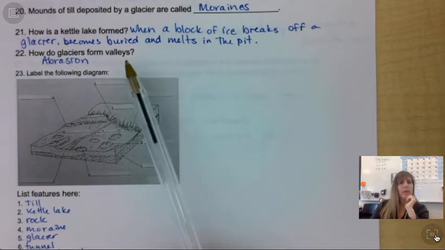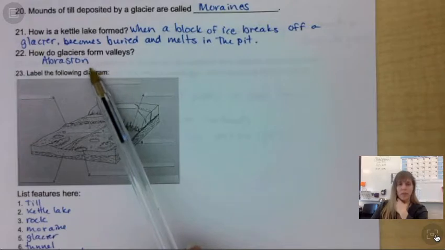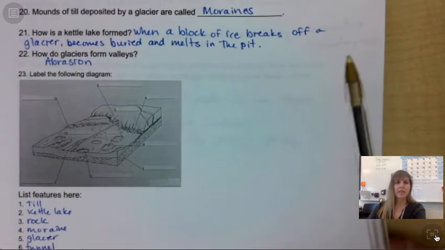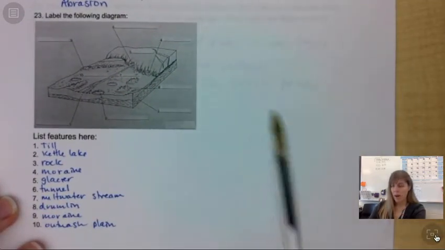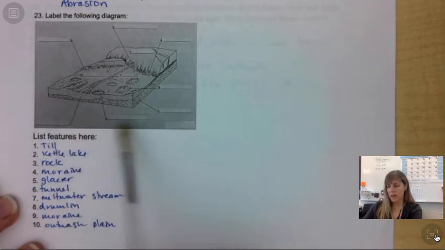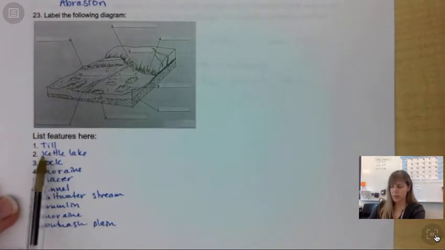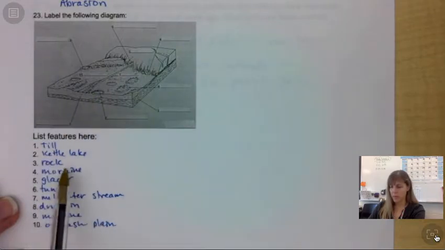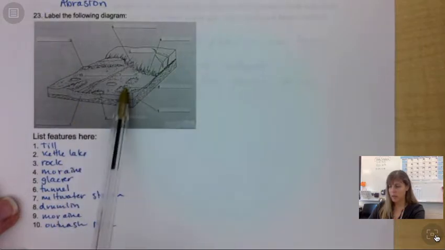Number 22, how do glaciers form valleys? They form it by abrasion, really, just pushing the rock out of the way. So I asked you to label the diagram of the glacier, and you maybe labeled it right on here if you did it on another separate sheet of paper, but here are the features. Number 1 was till, 2 was a kettle lake, 3 was rock, 4 moraine, and the 4 would have been this one here.